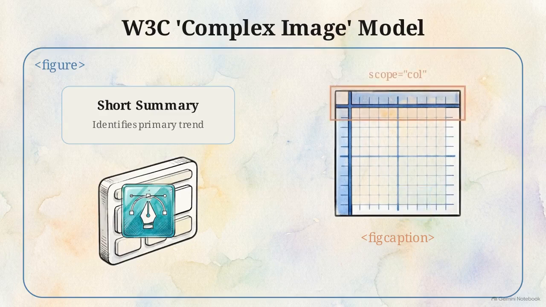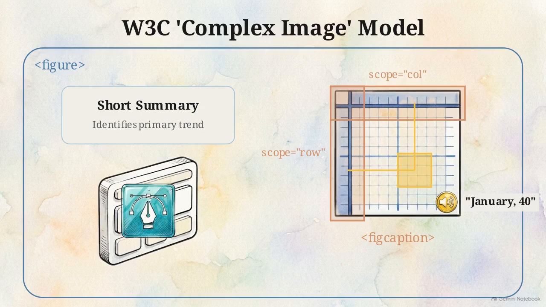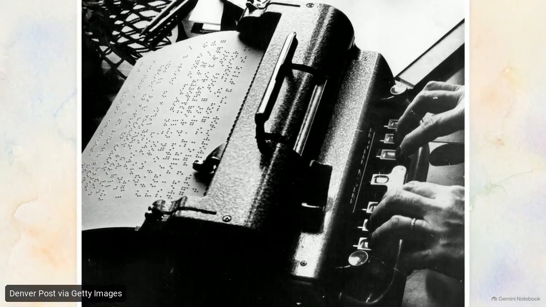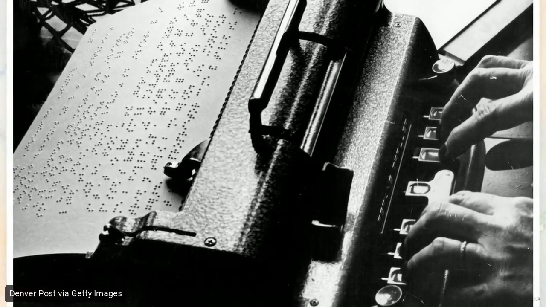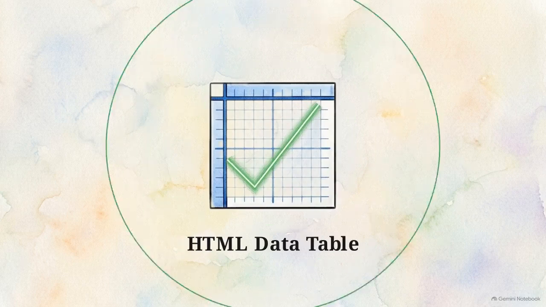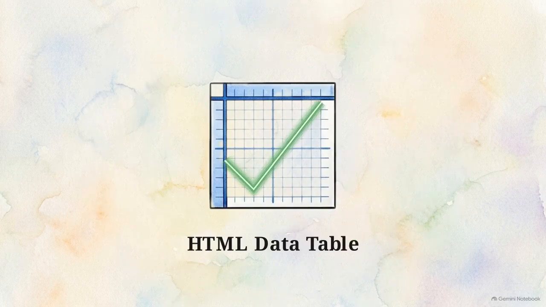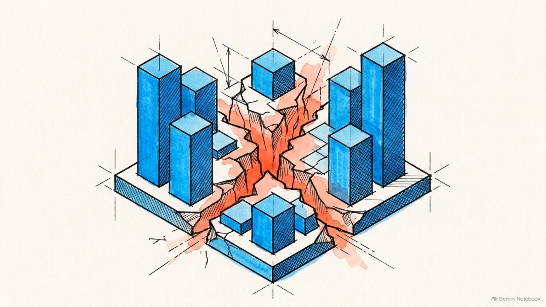This text identifies the chart and states its primary trend or takeaway. The second part is a semantic HTML data table, allowing users to access raw numbers at their own pace. Within this table, scope equals col and scope equals row create programmatic links between headers and cells, so a screen reader announces January 40 instead of an unanchored number. This structure gives screen reader users the same random access navigation that a sighted user gets from scanning a chart. Because the HTML table carries the actual data, it is the most critical alternative. If it disagrees with the visual, the entire component is broken.